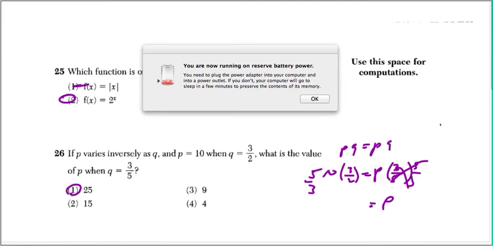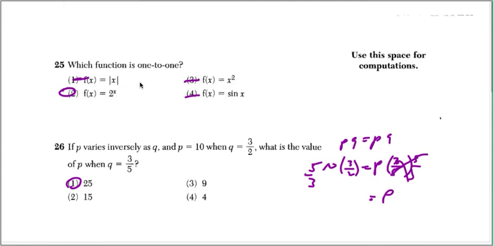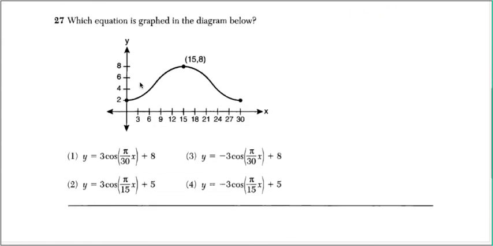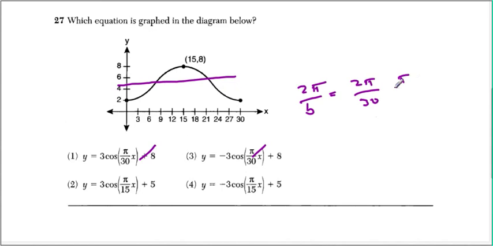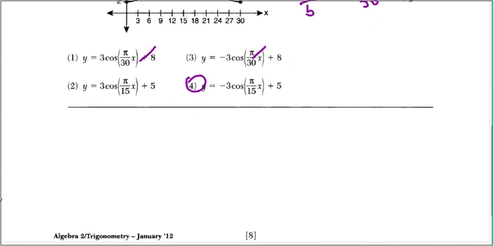Alright. So that means that this is the midline, so that's about 5, so that's out. Let's look at the 2 pi over b is 2 pi over 30, which gives us pi over 15. We're looking at that as the equation.